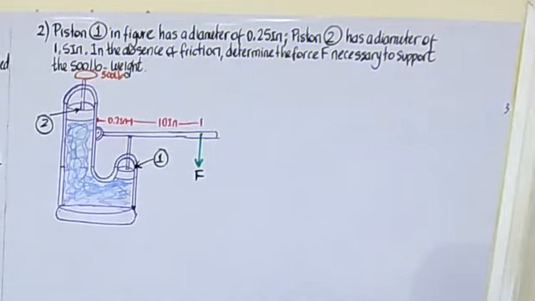The problem says piston number one in the figure has a diameter of 0.25 inches, and piston number two has a diameter of 1.5 inches. In the absence of friction, determine the force F necessary to support the 500 pounds weight. Okay, as you can see, this is like a piston. The internal mechanism in this situation is water. That's why I'm painting this picture using the blue marker, which will represent the water.